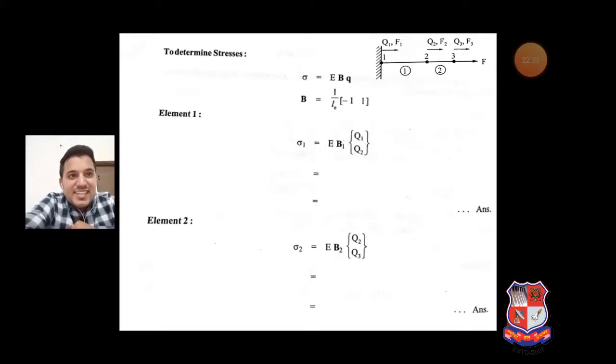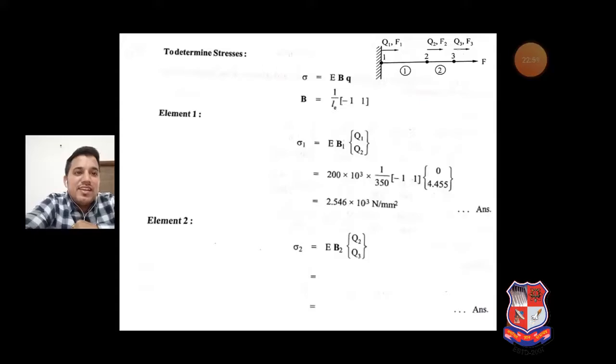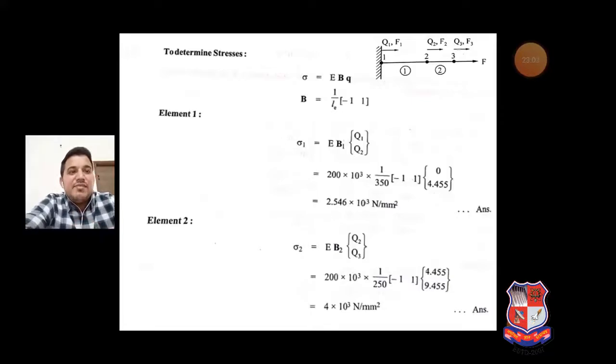So we again say that stress is equal to E into B into Q. B is equal to 1 upon LE times minus 1 1. For element number 1 we are putting the values, and E is equal to 200 into 10 raised to 3, 1 upon L1. So it is 1 upon 350, minus 1 1 as per the diagram, and 0, 4.455. So our answer is 2.546 into 10 raised to 2 Newton per mm square. And similarly we have to find the stress in element number 2. So this is particularly the conventional method as well as the potential energy method in finite element analysis.